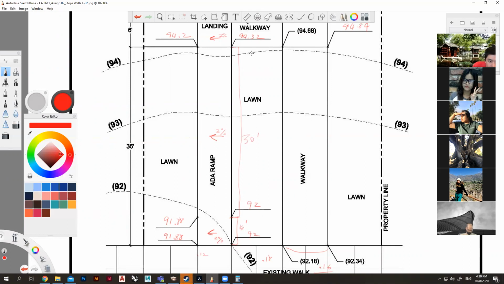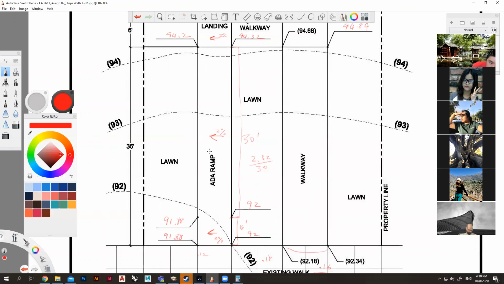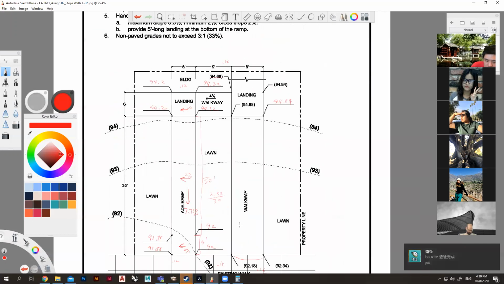And our DE is 94.32 minus 92. So that gives us 2.32. And that over 30 will give us our slope on the ramp, which is 7.73. So we got the slope there.